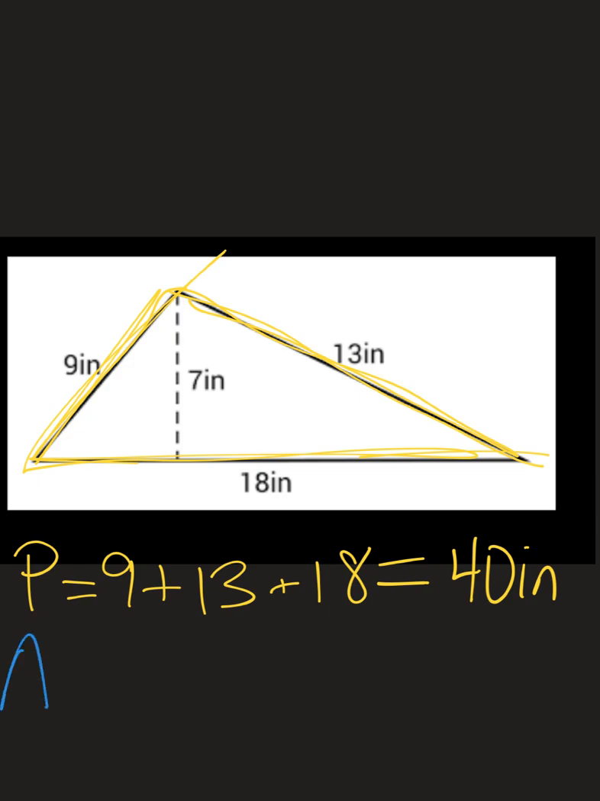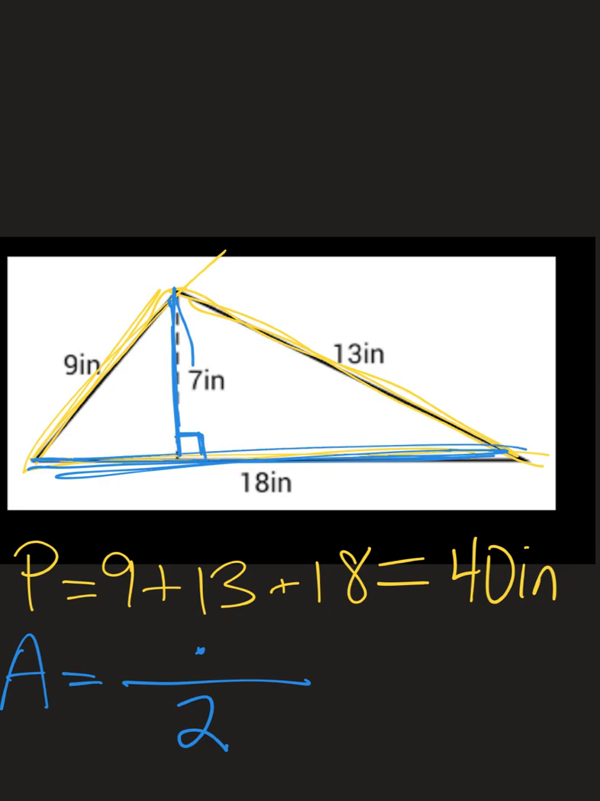For my area, I need base times height divided by 2. Always remember that divided by 2. It's a really common error, okay? So I need to know a perpendicular intersection. 9 and 13 are not perpendicular. This angle right here is perpendicular to the bottom, which is 18. It's not always going to be a bottom and middle kind of thing, but make sure you have that 90-degree intersection. Okay, so I have 7 times 18.